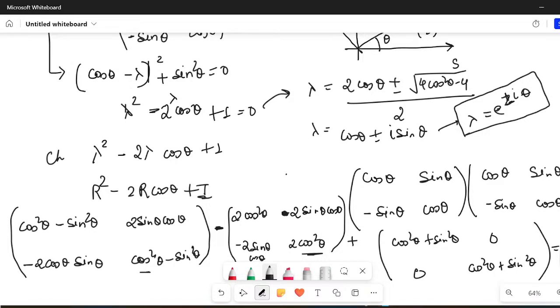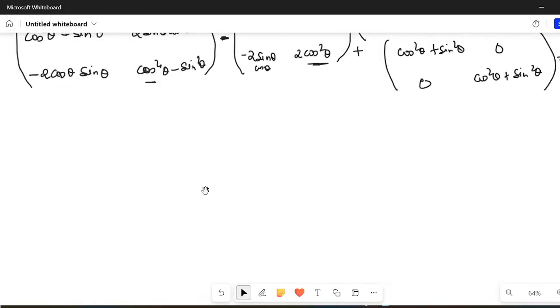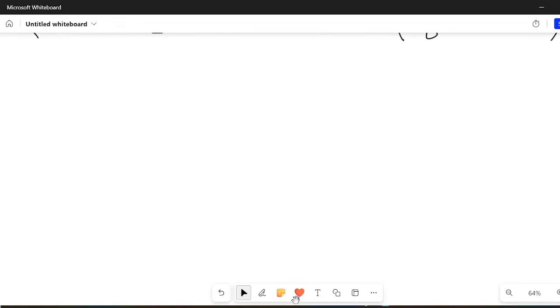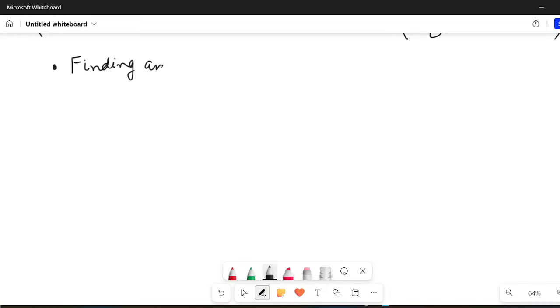Please let me know if you're getting it. Okay, let us move further. Now, you would be thinking, what is the utility of teaching this Cayley-Hamilton theorem? So the first application that you can think of is finding an inverse. If I want to find the inverse of a matrix, then this Cayley-Hamilton theorem is very handy. How come?